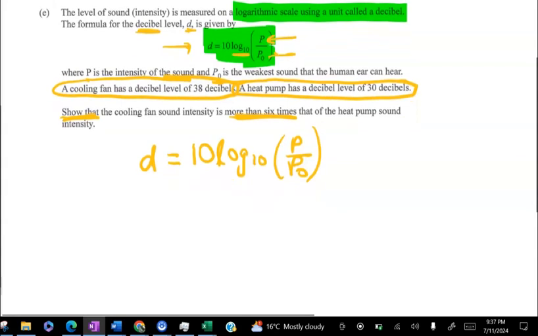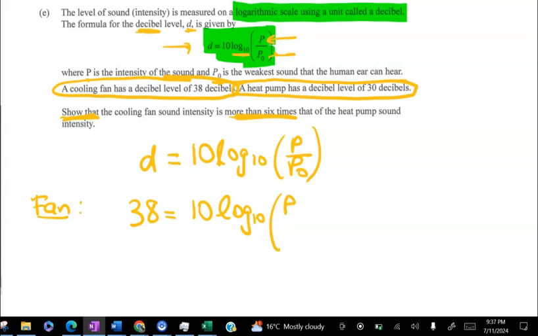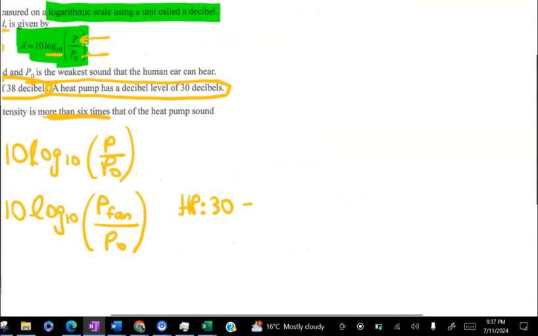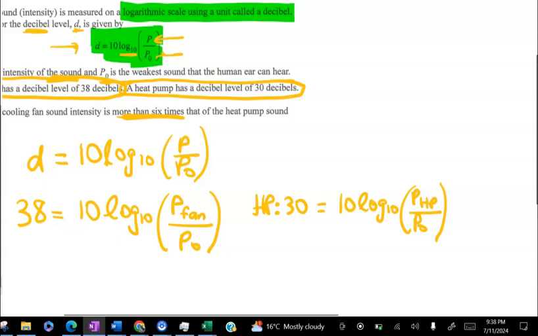And so for the fan, we can write out this. The fan has 38 for the decibel level, and it's going to be 10 log to base 10 of P, which is the intensity of the sound coming from the fan. So I'm going to write P fan just there, divided by the very quietest sound that the human ear can hear. So that's what we get here. And then I can write out a similar expression for the heat pump. And that's going to be this: 30 is equal to 10 log to base 10 of P HP, for heat pump, over P naught. And we have to compare them.